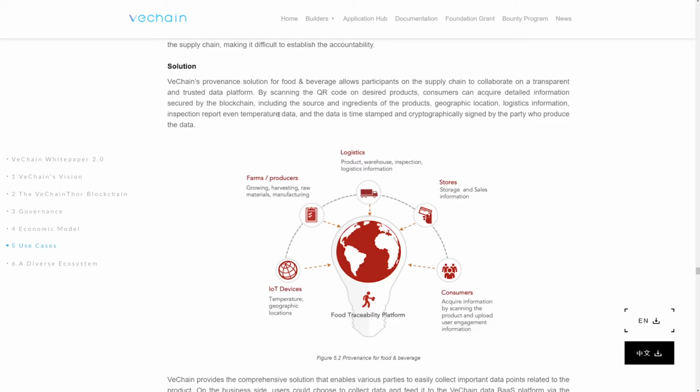There will be information such as the source and ingredients of the products, geographic location, logistics information, inspection report, even temperature data, and all this data is stamped and cryptographically signed by the party who produced the data. So basically, when you receive the product, you can look on the blockchain and see basically where it came from, what's the source, and what is it made of.